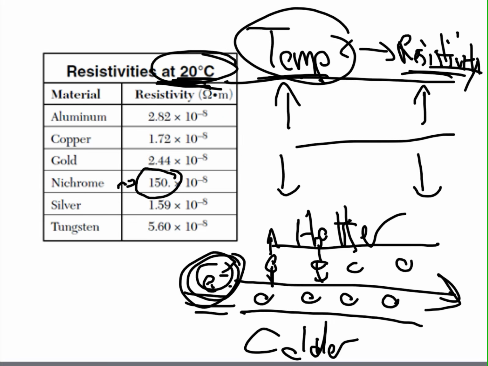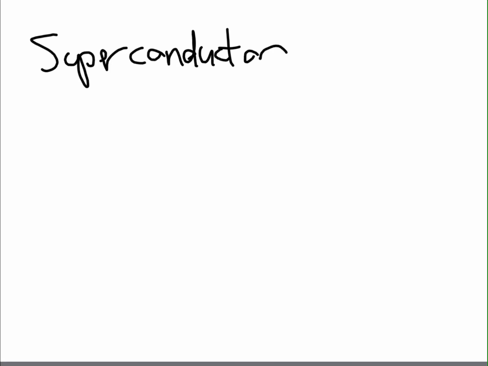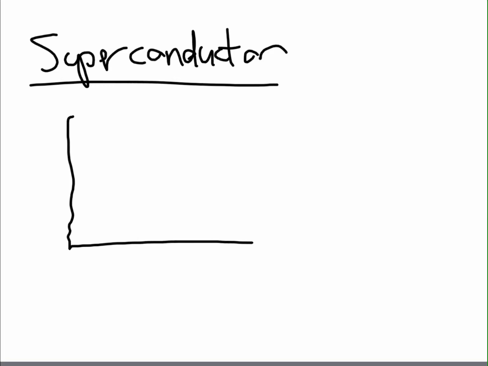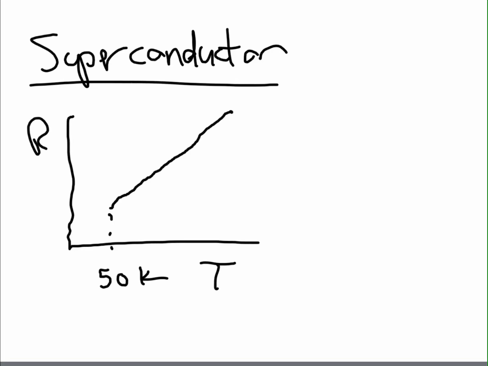There are some materials out there that that's not the case for. For instance, there's something known as a superconductor. Now, superconductors are super cool, forgive the pun. They are materials that seem to obey this temperature versus resistivity thing. But right as it gets towards the end, we're talking about 50 degrees Kelvin, so super duper cold, all of a sudden, resistivity just drops off. And it goes to a resistance of 0 before a temperature of 0.